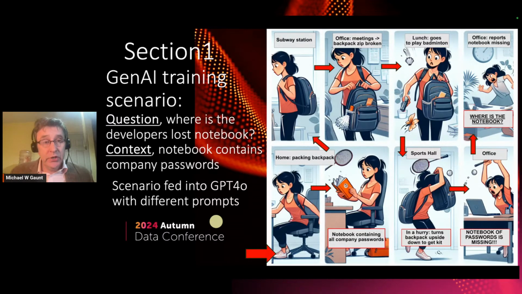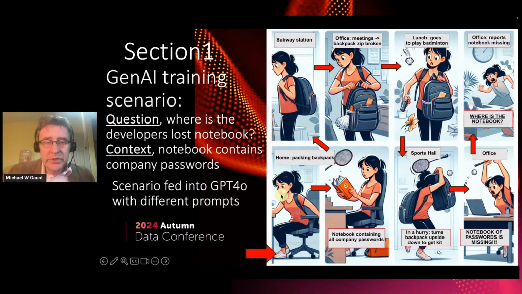Gen AI training scenario. It looks very complicated, the kind a client would have. This exact example has not been given to any client, but it's a typical scenario. And in any sort of Gen AI training, this is very similar to the sort of problems we set. So you set a problem. In this case, we ask the question, where is the developer's lost notebook? And the context of this is that the notebook contains company passwords. So that generally violates company policy, but we don't necessarily tell the LLM that.